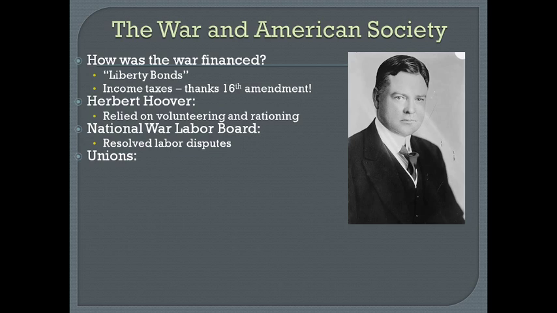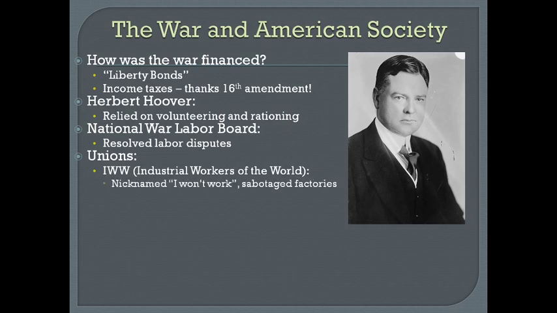And then we have unions. We have the IWW, which we talked about last time, the Industrial Workers of the World. And like we said last time, they were nicknamed I Won't Work by critics, and they would sabotage factories. And we also have the AFL, who were led by Samuel Gompers, and they were actually pro-war.